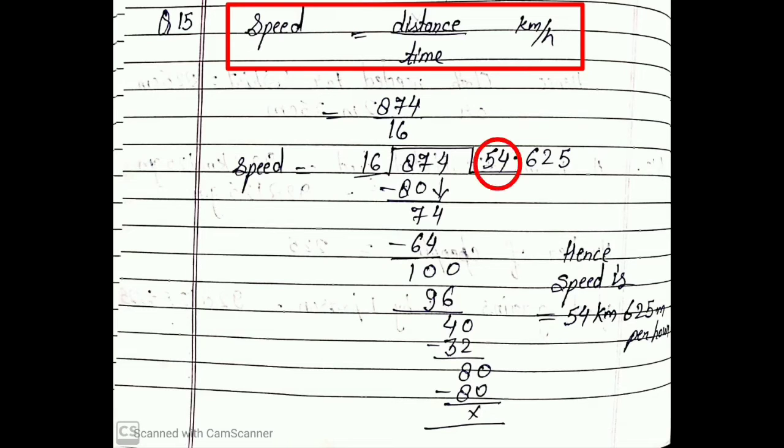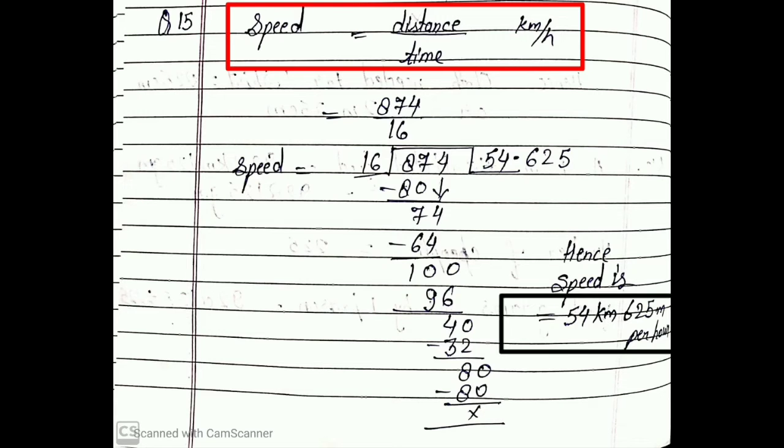So before the point, 54, you can see that is our kilometer, and after the point, 625, as you can see, that is our meter. So the speed will be 54 kilometer and 625 meter. Before the decimal, whatever the numbers are given, that is the bigger unit, and after the decimal, whatever numbers are given, that is the smaller unit. So here 54 is the kilometer, the bigger unit, and 625 is the smaller unit.